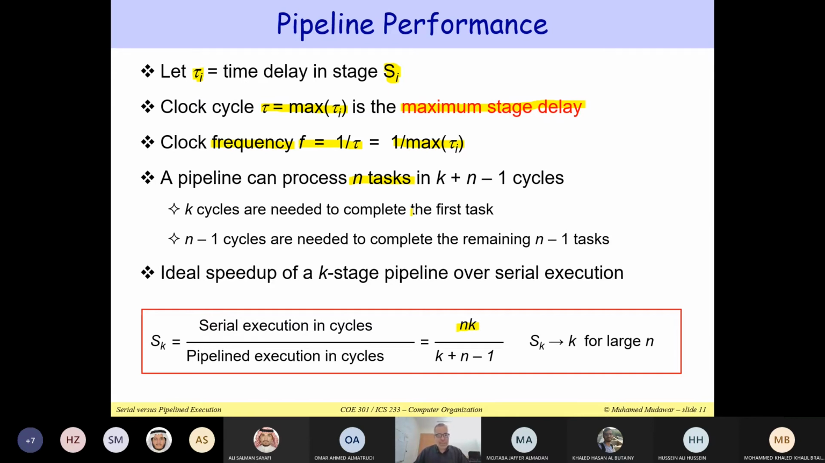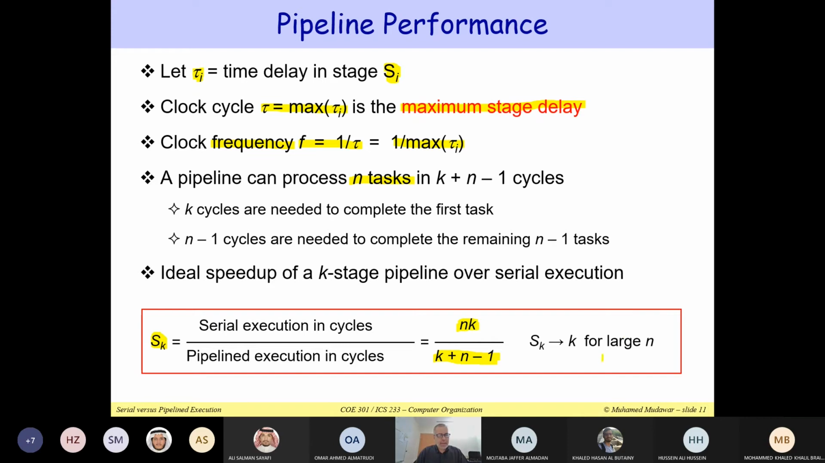So if you use serial execution, you have to complete one task before starting the next one, and each has to go through k stages. So it's n multiplied by k. That's the serial execution. If you look at pipeline execution, it will be k plus n minus 1, as we have seen in the previous slide. Typically, in the case of CPU execution, n is the number of instructions and k is the number of stages. So that's S_k, the speed up on a k-stage pipeline.